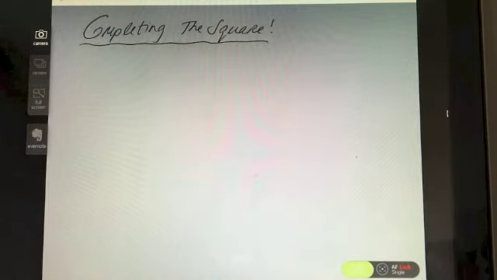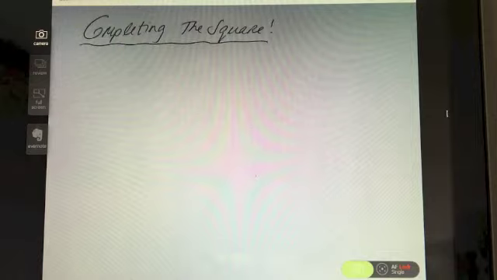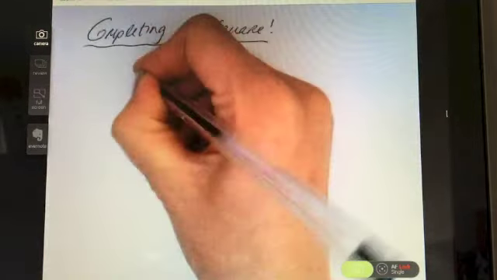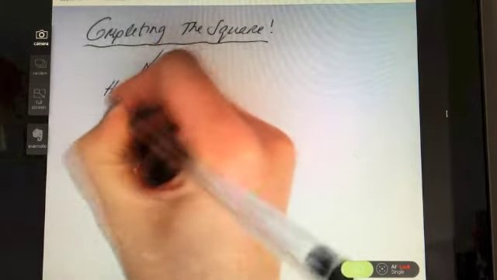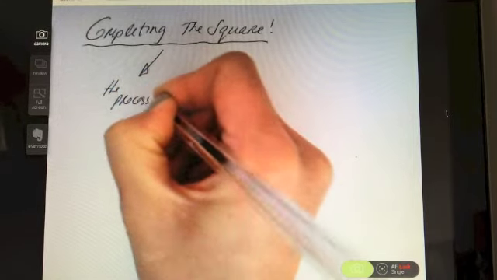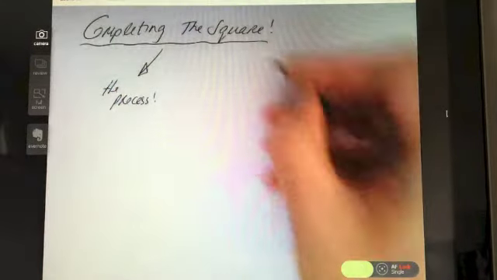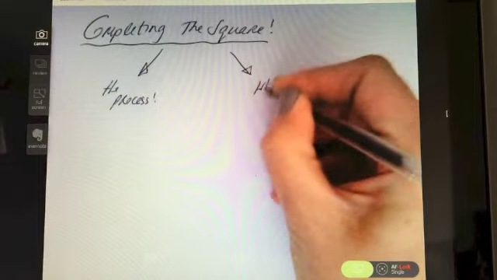Okay, so this video is talking about completing the square. There's two elements to this that we're going to look at. One, and the first bit, is of course the process of completing the square. I'm going to teach you all about that, exactly how to do that. And then we're going to look at why.